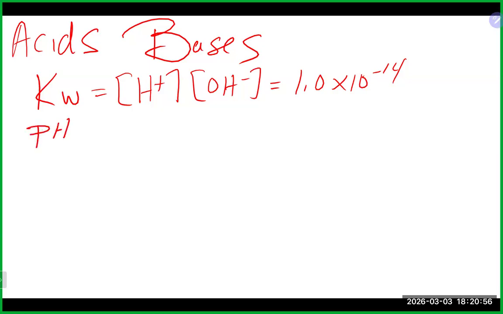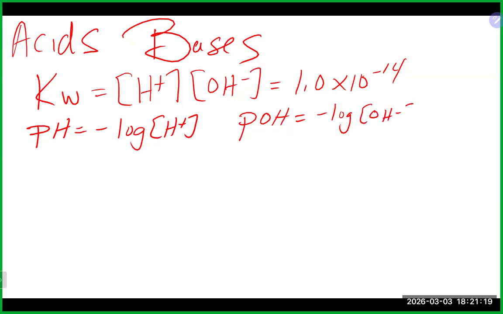We have the pH is equal to minus the log of the H plus, to calculate the pH. Remember, the pH scale runs from 0 to 7 to 14. Less than 7 is acidic, greater than 7 is basic, and 7 on the nose is neutral. We saw a similar scale, which is the pOH, and that is minus the log of the OH minus concentration.